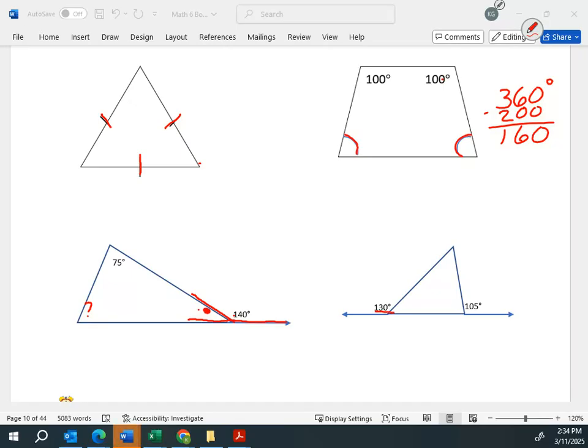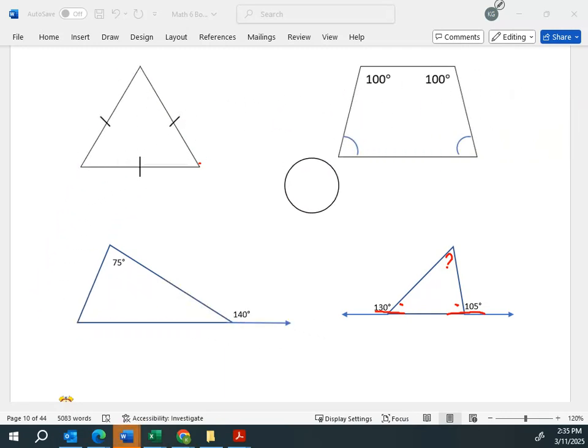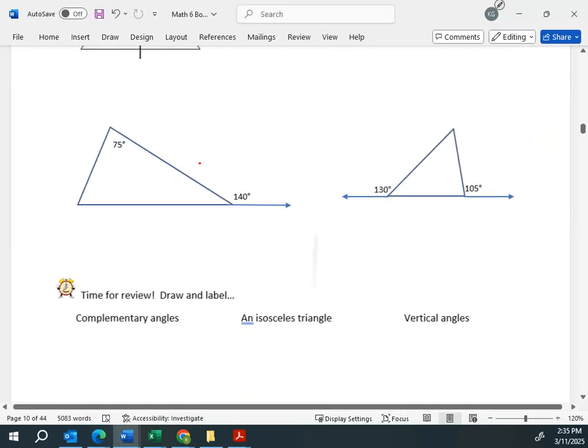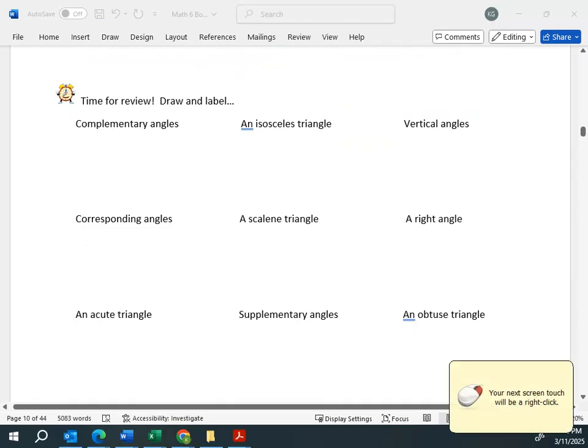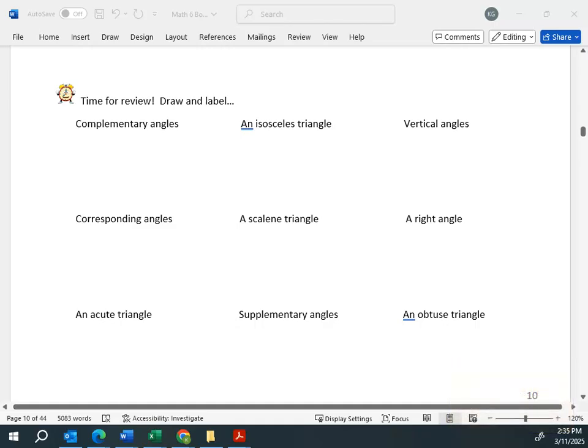Same thing over here. We have supplementary angles. Use what you know about that to find those missing angles. Fill in your missing angles so you can find your unknown angle. And then down below, we have some review. So look back at your previous objectives if you don't remember. You should be able to find those answers in your previous objectives.